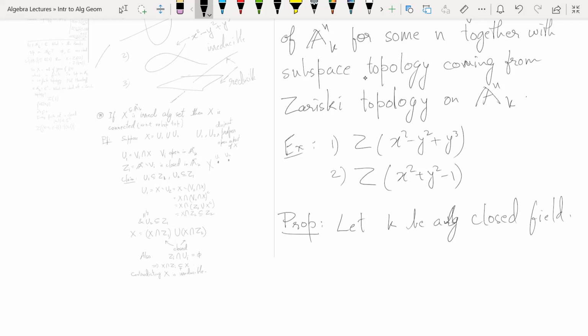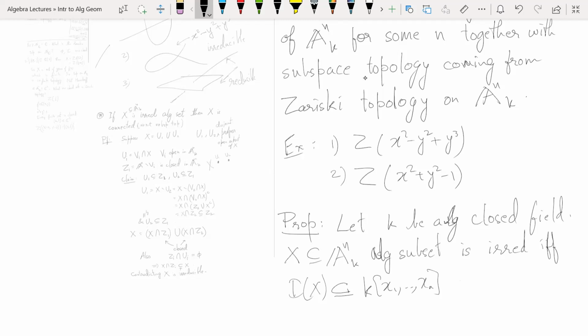So here maybe it is important. Proposition: X in A^n_K, an algebraic subset, is irreducible if and only if I(X), the ideal of X, which is going to be some ideal in K[x1, ..., xn], is a prime ideal.